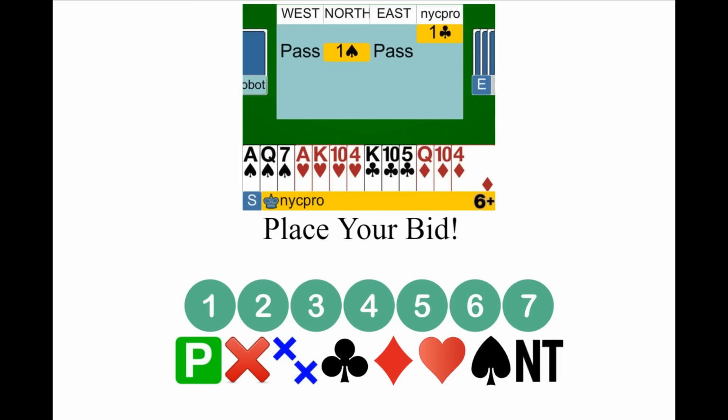All right. Here we've opened a club and partner bid one spade. Much nicer hand than last time, too.